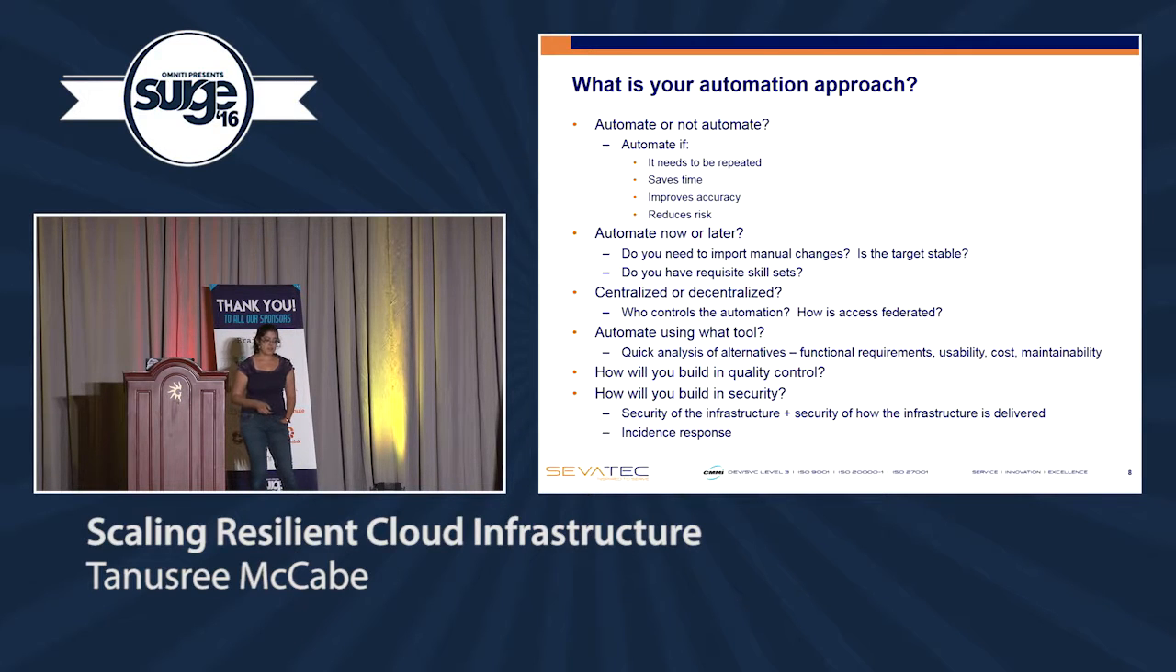So the first bullet point, automate or not automate, to me, it's kind of a no-brainer. You automate if it needs to be repeated. It saves time, improves accuracy, reduces risk. You all probably know the benefits of automation. But when it comes to a business environment, it does take time and labor to automate something. And so when you look at all of your infrastructure, there are going to be times where you're going to have to prioritize and trade off what do you automate and what do you not. So automate now or later. So again, that goes back into that whole prioritization, that trade-off conversation.